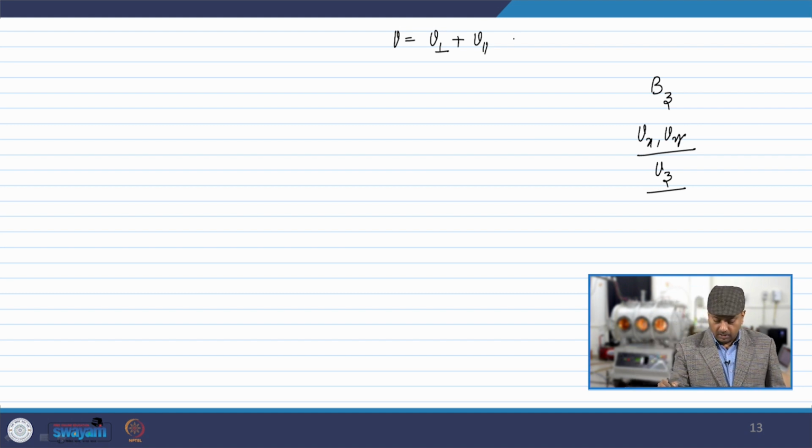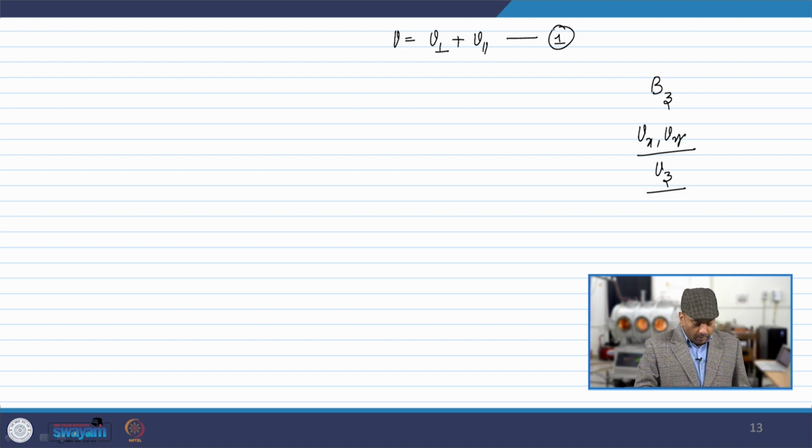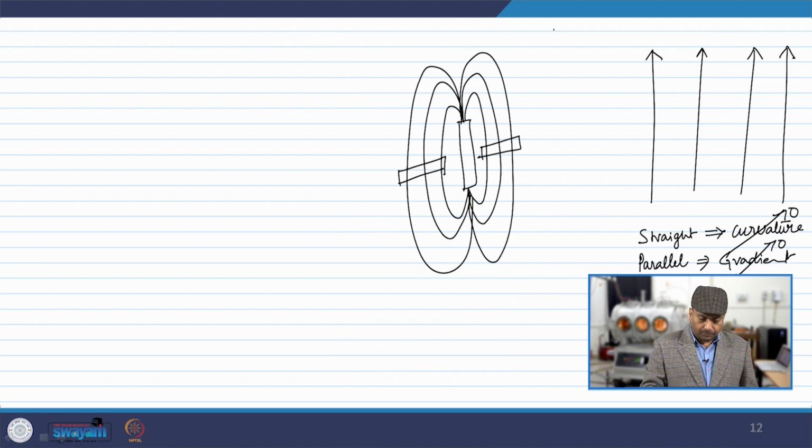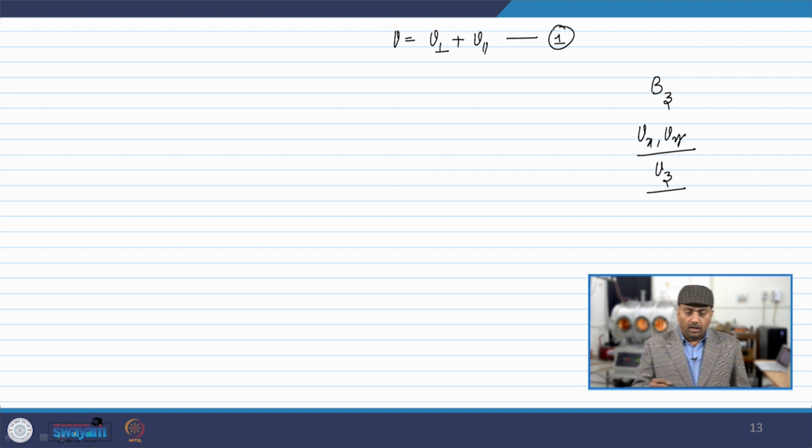Let us call this equation number 1. What are we doing, by the way? In the earlier slide, we realized that if there is no electric field, the rate of change of kinetic energy will be 0. So, the magnetic field will not produce any acceleration or change of energy, right. Now, we are going to see a mathematical treatment which will lead us towards the trajectory of the particle. So, we start by decomposing the velocity of the particle into v perpendicular and v parallel.